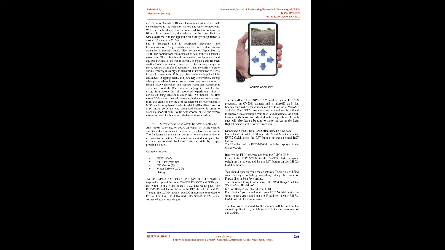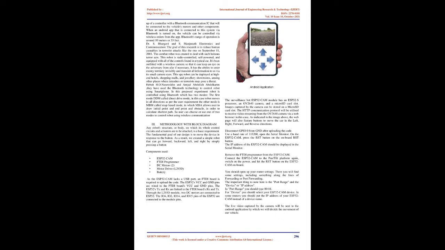The surveillance bot ESP32-CAM module has an ESP32S processor, an OV2640 camera, and a microSD card slot. Images captured by the camera can be stored on the microSD card. The HTTP communication protocol will be utilized to receive video streaming from the OV2640 camera via a web browser in this case. As indicated in the image above, the web page will also feature buttons to move the car in the left, right, forward, and reverse directions.